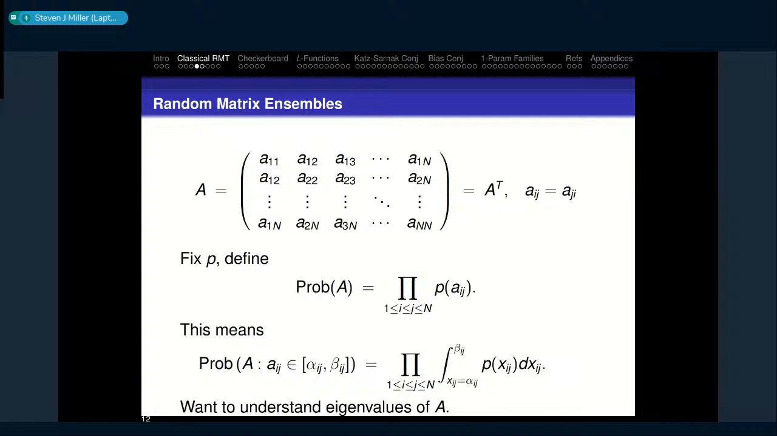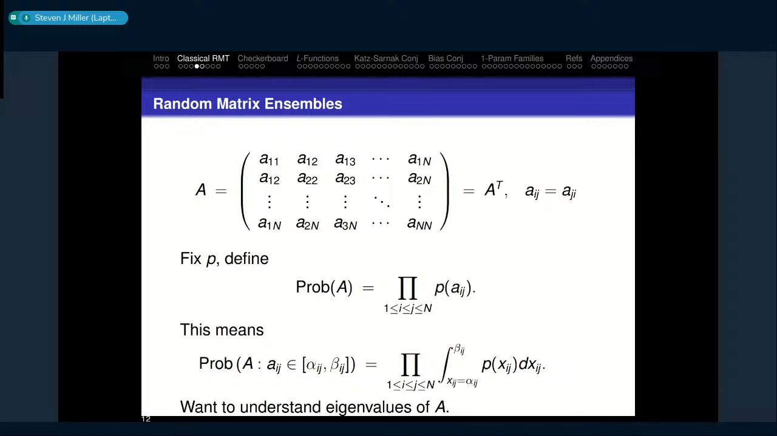We say that the probability of choosing a matrix is the probability of choosing each of the entries. Maybe the matrix is real symmetric, so Aij is Aji. Maybe the matrix has other symmetries which will further influence which entries are independent. And then we want to understand the eigenvalues of A. So the question is, how do we go from what we understand, the matrix elements, to what we want to understand, which is the eigenvalues?